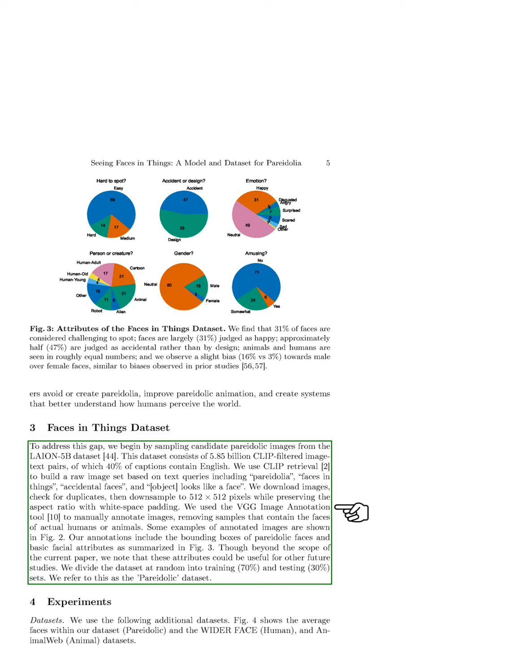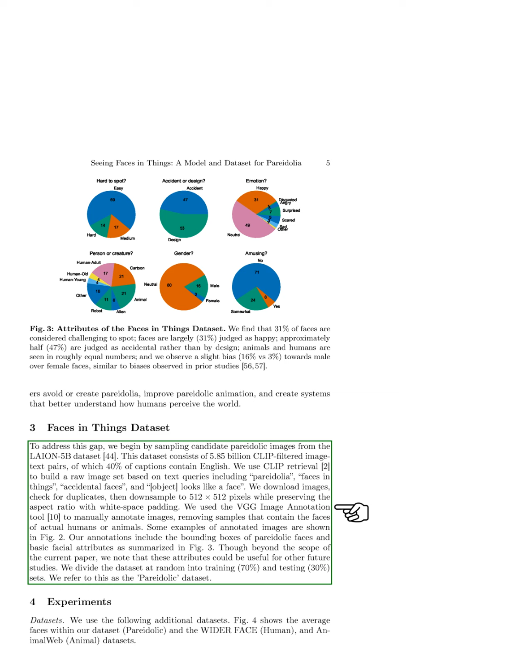We use CLIP retrieval to gather images based on text queries like pareidolia, faces in things, and accidental faces. After downloading the images, we check for duplicates and resize them to 512 by 512 pixels while keeping the aspect ratio intact with white space padding. We manually annotate the images using the VGG Image Annotator tool, removing any that feature actual human or animal faces. Our annotations include bounding boxes around pareidolic faces and basic facial attributes, which could be useful for future studies.